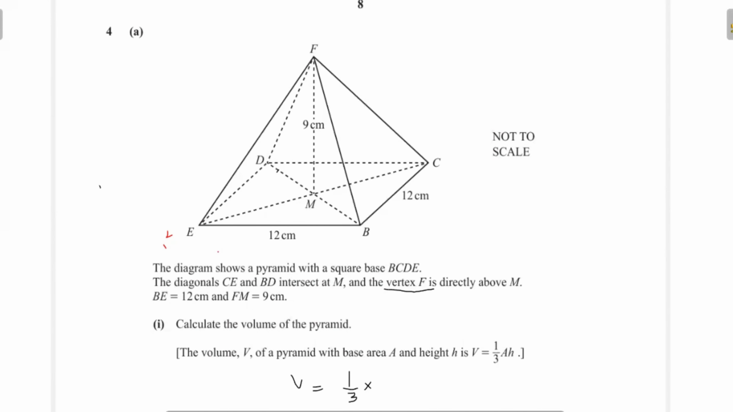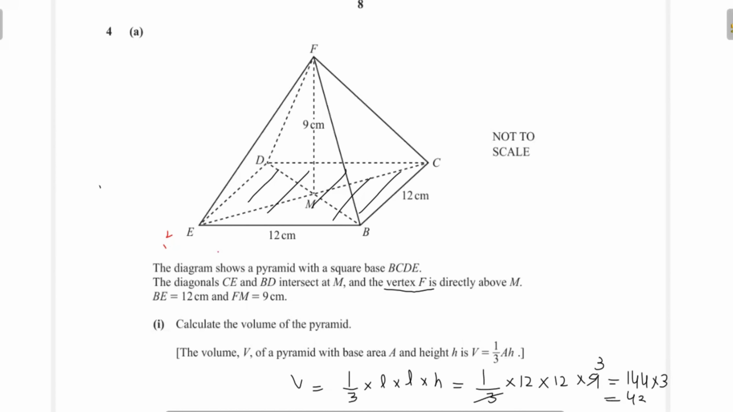You see here the base of this pyramid is a square. Therefore, the base area will be length multiplied by length. The length of this base is 12 centimeter. Therefore, 1/3 into 12 into 12 multiplied by 9. 3 times 3 is 9. 144 multiplied by 3. And that will be equal to 432 centimeter cube, which is the volume of this pyramid.